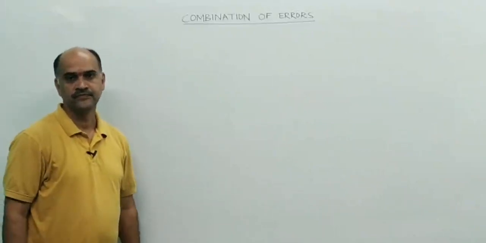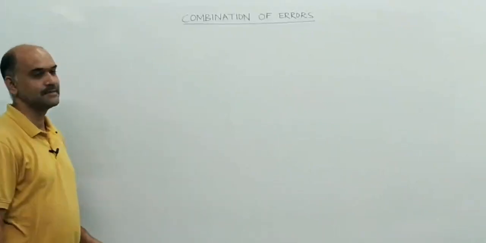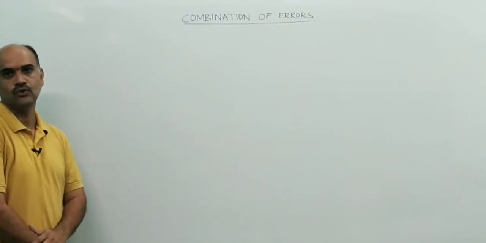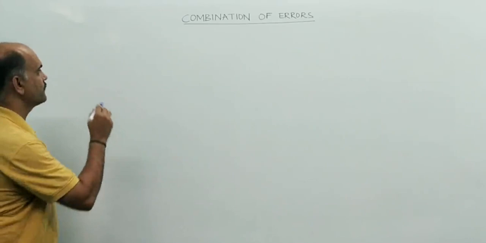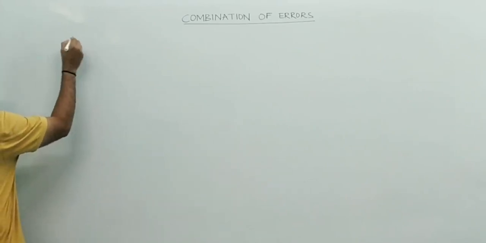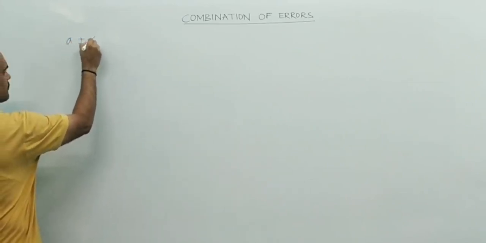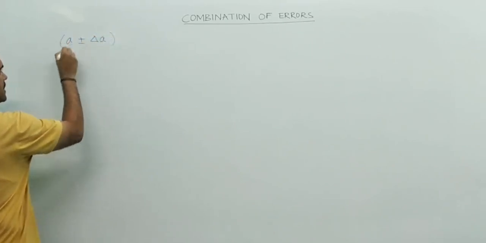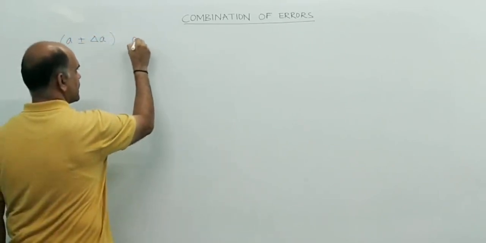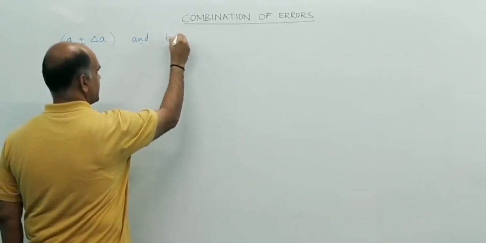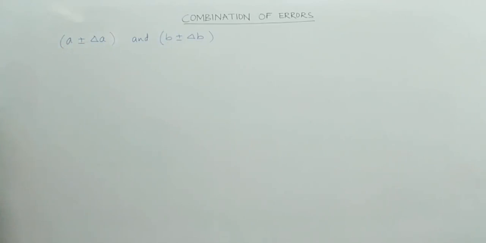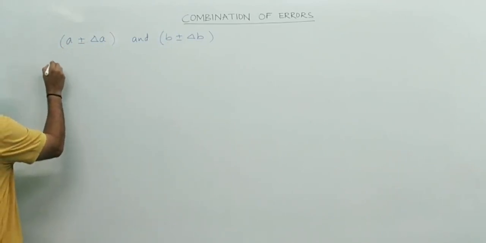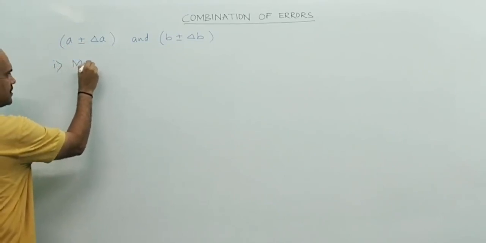Hello students. So today we will see multiplication and division of two quantities in combination of errors. First, let two quantities be A plus or minus delta A as one quantity, and another quantity B plus or minus delta B. Now first, multiplication.